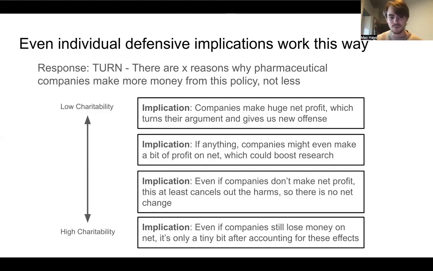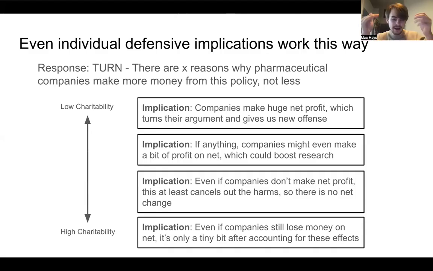Here are four. One is I could make it the strongest implication technically I could think of, which is like this means companies make a huge net profit, which completely turns their argument and it gives us their impact, gives us new offense. So vote for me.